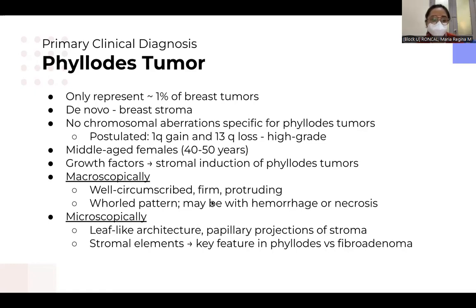Macroscopically, phyllodes tumors are typically well circumscribed, firm, and protruding with a characteristic whorled pattern. There may also be hemorrhages and necrosis present. Microscopically, they have a leaf-like architecture of elongated cleft-like spaces with papillary projections of stroma. These stromal elements are the main key in differentiating phyllodes tumors from fibroadenomas.